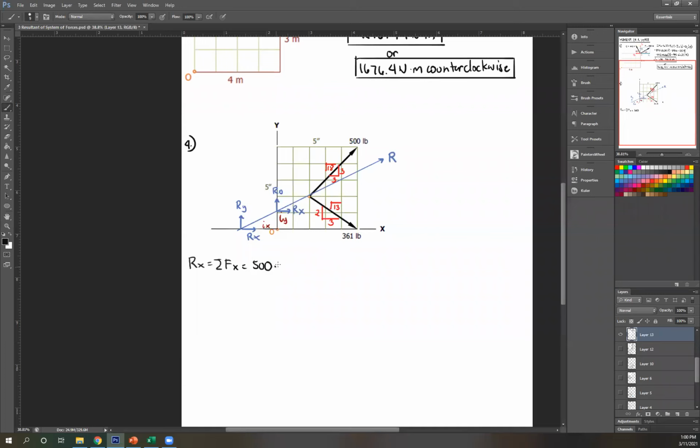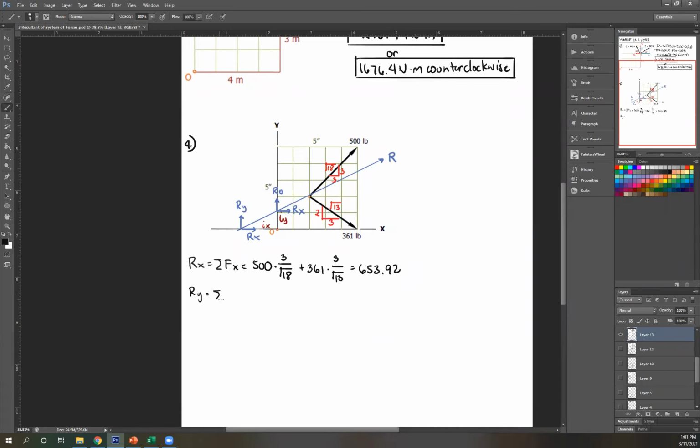So 500 times horizontal component, that's 3 over square root of 18. To the right, therefore positive. Next, 361 to the right, therefore positive as well, times horizontal component, 3 over hypotenuse square root of 13. Solving for this, you get 653.92. Okay, so now you have Rx.